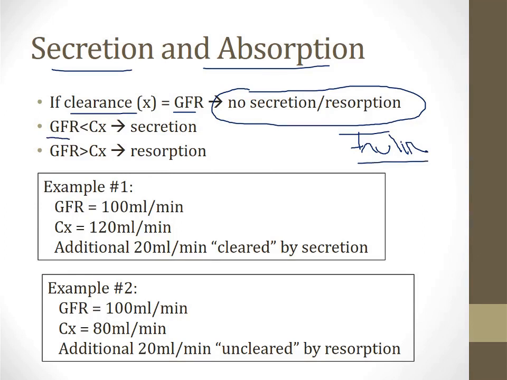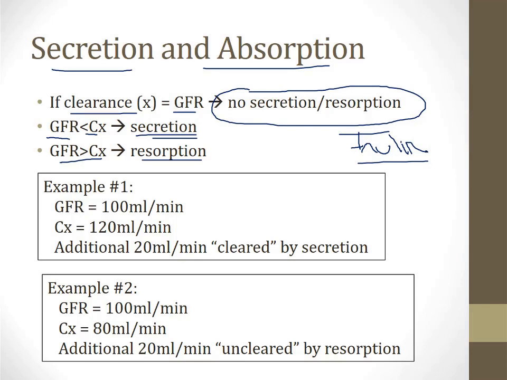If the GFR is less than the clearance, then there must be secretion of that solute. So for example, if we're filtering so much of a substance, but we're actually clearing more of that substance, then some secretion must be going on in the tubules. The opposite is also true. If the GFR is more than the clearance, then there must be some reabsorption.